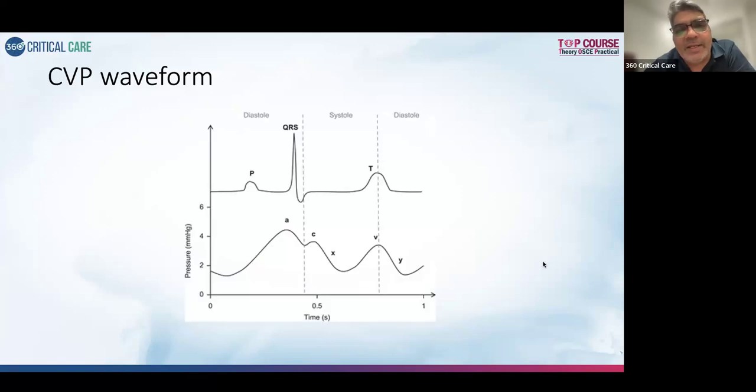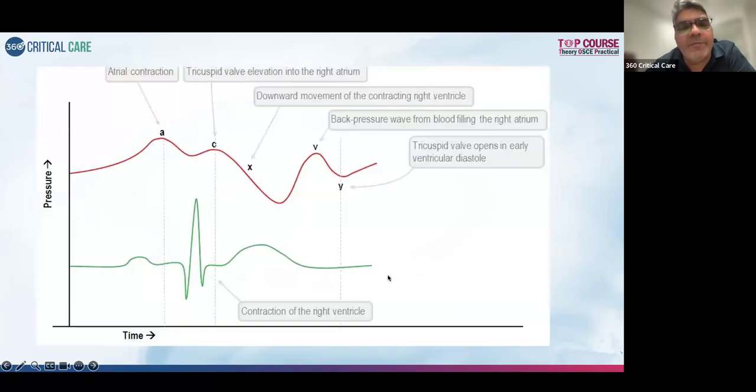CVP waveform, again, there are different waveforms in the CVP: A, C, X, V, and Y. So there are 2 negative and 3 positive waves. A, C, and V are positive, X and Y are negative waveforms. They may give you a paper with a CVP waveform and ask what the waveforms or peaks are and what they represent. So it's better to know about it.